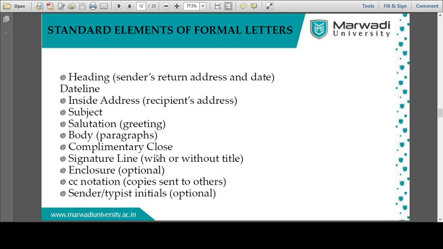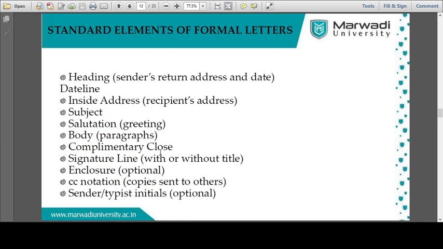When writing internationally, the country should be in capital letters and occupy the last line of the inside address. So we need to take care that, for example, if we are writing the letter not within India but outside India, then the country line should be in capital letters.